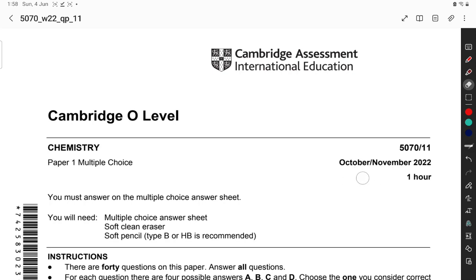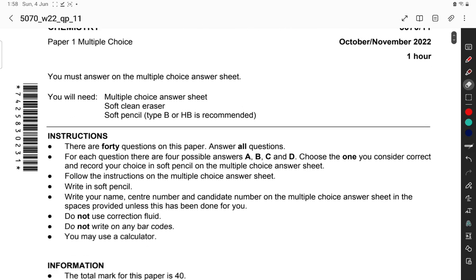Today I will be solving Cambridge O Level 5070 October November paper 1-1. Let's start.